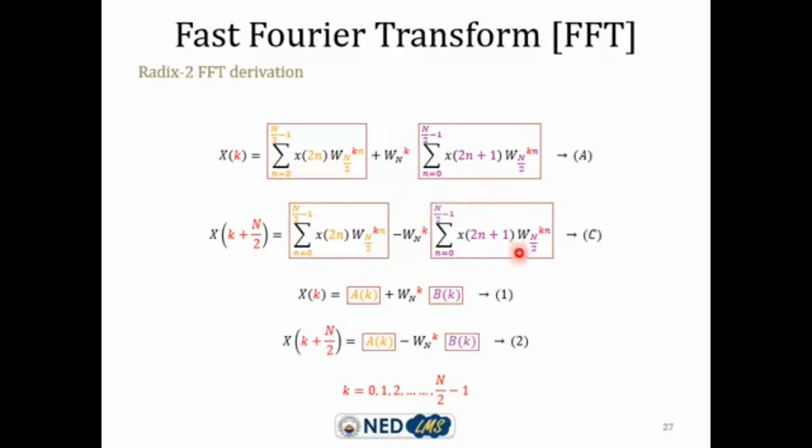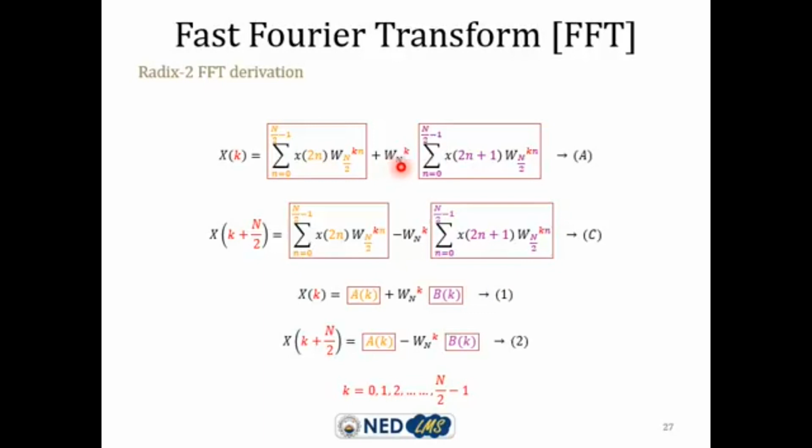Similarly, equation C can be used for the calculation of the remaining N by 2 samples of the N-point DFT output, and during this calculation, the first N by 2 point DFT outputs will appear as they are, while the second N by 2 point DFT outputs will be multiplied with the twiddle factors, which are nothing but simply the negative times of the twiddle factors used in equation A.